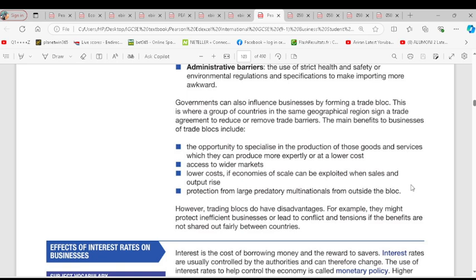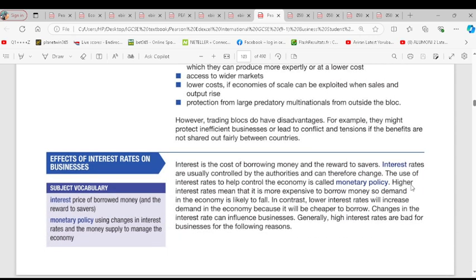Is it clear? Lower cost, if economies of scale can be exploited when sales and output rise. Now that you know you can sell to all these countries, you will be able to expand your scale of operation or scale of production. And being able to expand your scale of operation means that you can exploit economies of scale and reduce the average cost of production. Is it clear, please? It's very clear.